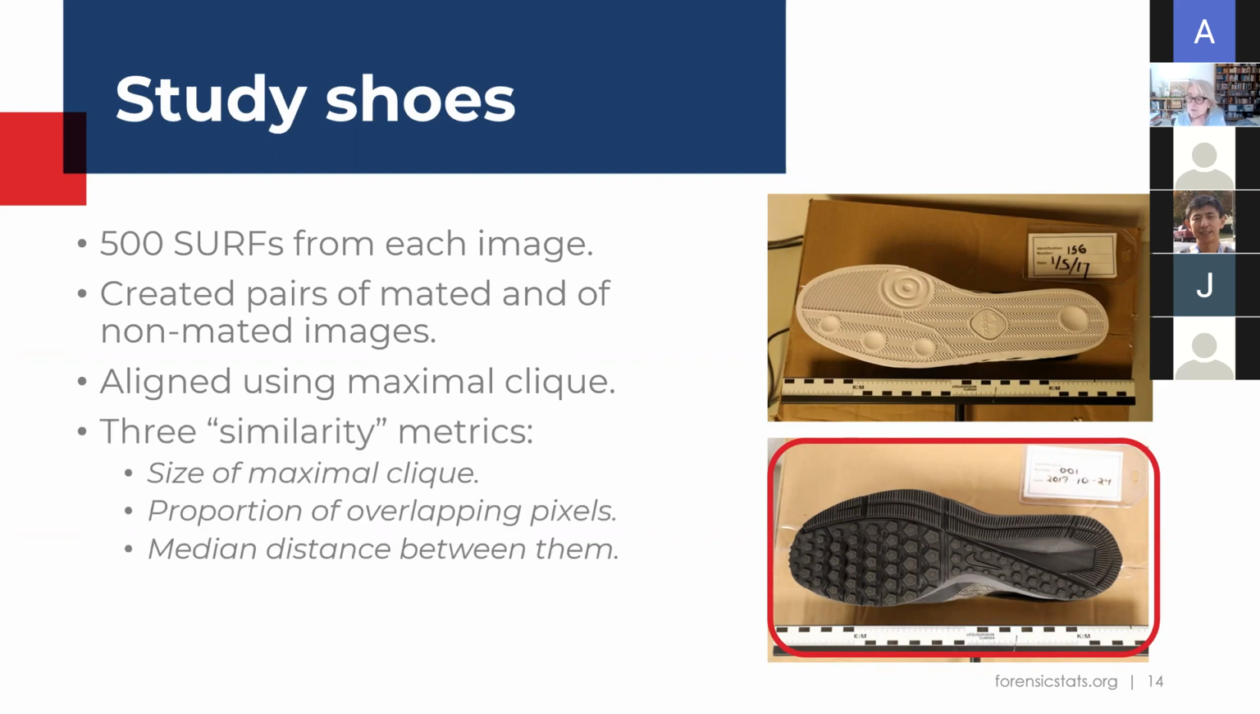And then once we had those images superimposed, so one on top of the other, then we could start measuring things that would be associated to similarities. So for example, the size of the maximal clique. You would think that if the two images are from the same shoe, the size of the clique would be larger. The proportion of overlapping pixels, and to define overlapping, we had a mesh, we allowed for a little wiggle in the distance between pixels, and then the median distance between the overlapping pixels. So for starters, only 3 features to see whether we could get anywhere.